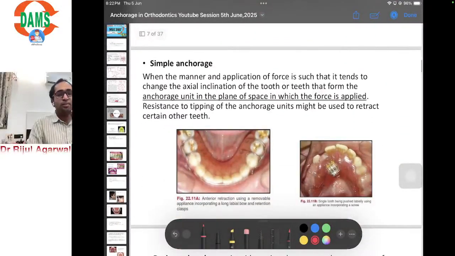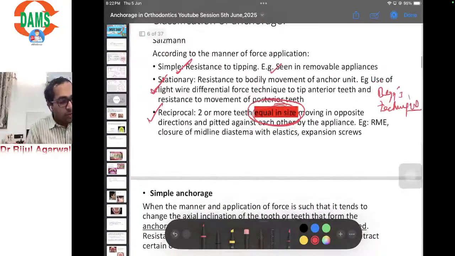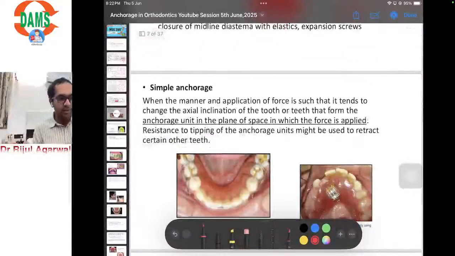So as I was telling, simple anchorage, and please now don't get confused. That's why I said reciprocal and stationary. Resistance to tipping is the keyword. Resistance to bodily movement is the keyword. Always look for the keyword in the question before answering. Reciprocal: two or more teeth equal in size moving in the opposite direction. In the recent INI exam last May, they asked you about couple, the exact definition.